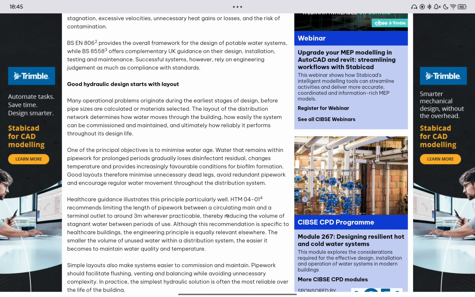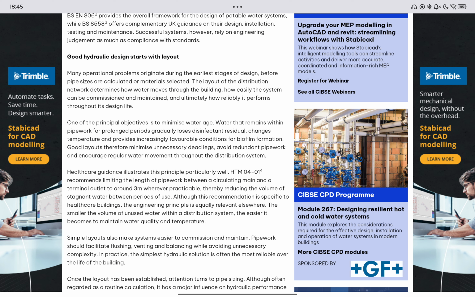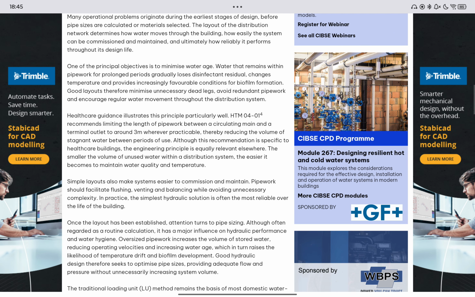Good hydraulic design starts with layout. Many operational problems originate during the early stages of design, before pipe sizes are calculated or material selected. The layout of the distribution network determines how water moves through the building, how easily the system can be commissioned and maintained, and ultimately how reliably it performs throughout its design life.